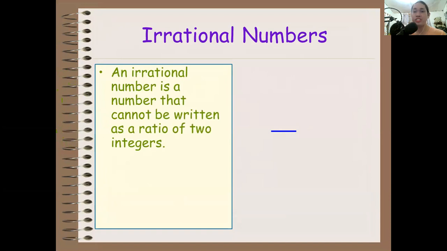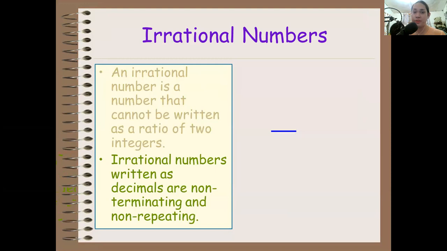So we define irrational numbers as a number that cannot be written as a ratio of two integers. In short, you cannot write it in the form of A over B or in a fractional form. And if a number cannot be written in the form of A over B, then we can say that it's an irrational number. Okay? So that is understandable, right? So another definition for irrational numbers: irrational numbers written as decimals are non-terminating and non-repeating. So in short, irrational numbers are non-terminating and non-repeating.